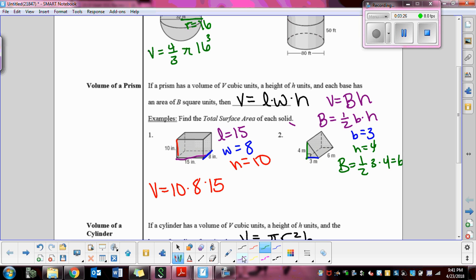And then my height is the one that connects the bases. So this connects the front triangle to the back triangle, and that is 6. So I have capital B is 6, and my height is 6. And I'm just going to plug it into the volume formula. 6 times 6, which is 36. And then our units, whatever our units are, in this case it's meters, M. And then our units are going to be cubed when we're talking about volume.